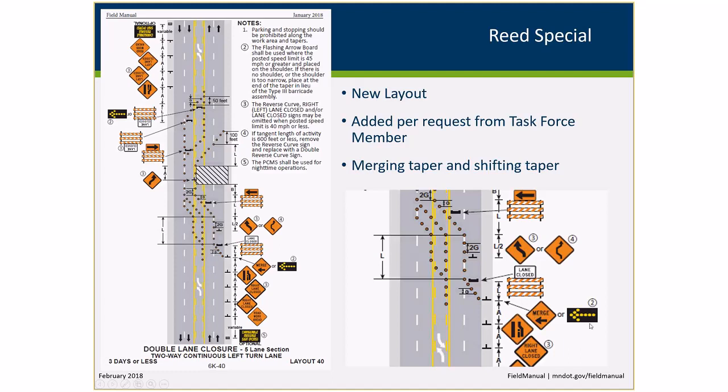And the decision was made, I mean, we felt that we needed to have an arrow at the beginning of the merging taper, so we're either using the arrow board or, in a low speed situation, 40 miles an hour or less, you put the merge with arrow sign at the beginning of the taper. At the end of the taper, you've got the Type 3 barricade, which we feel is important because it blocks off that area. And if these channelizing devices get knocked down, we want people to see this as a barrier that they really can't pass.